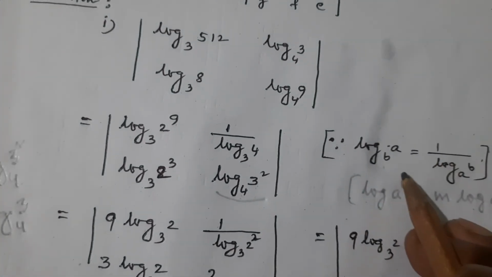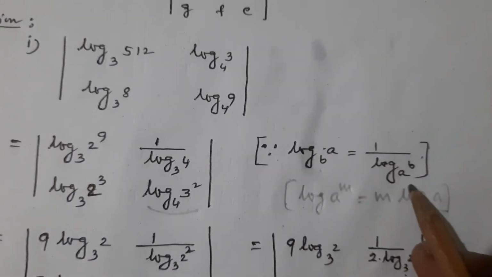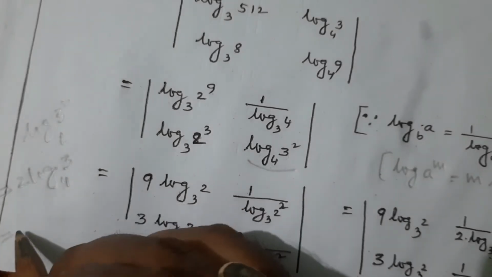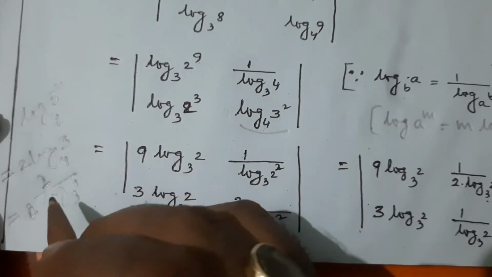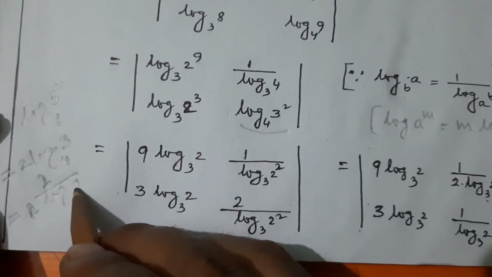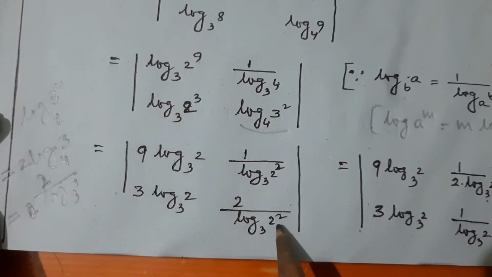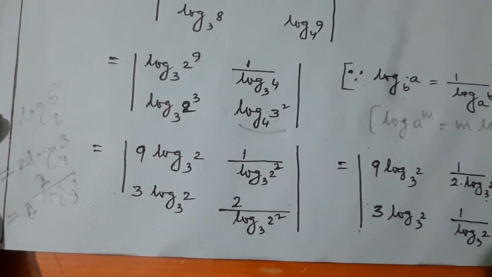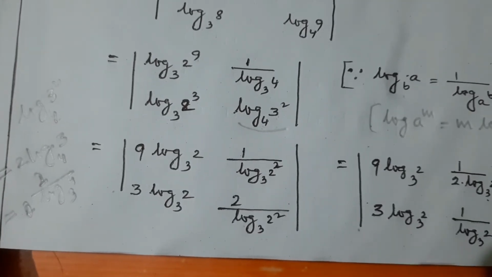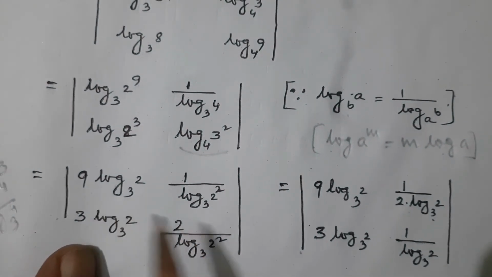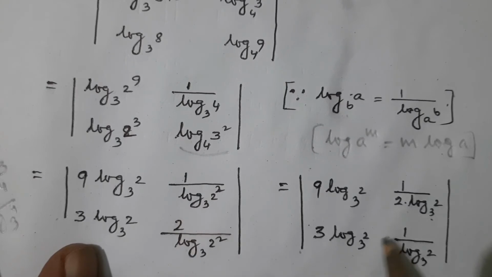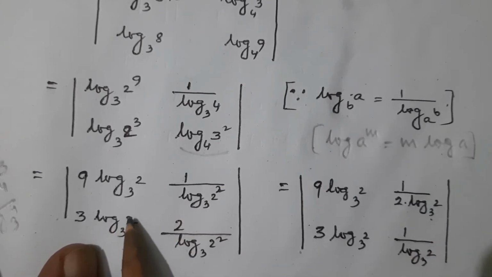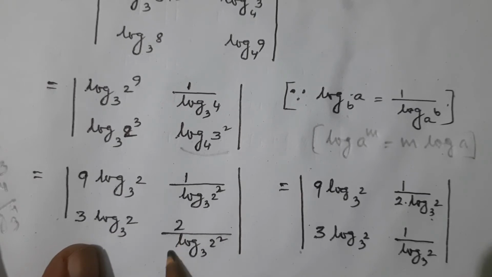Log a to the base b equals 1 by log b to the base a. Using this formula we can write this as 2 by log 4 to the base 3, and 4 can be written as 2 square, so 2 by log 2 square to the base 3. If we simplify again, this can be written as 2 by 2 log 2 to the base 3, that is 1 by log 2 to the base 3. 3 log 2 to the base 3 into 2 comes first, 2 deducted.